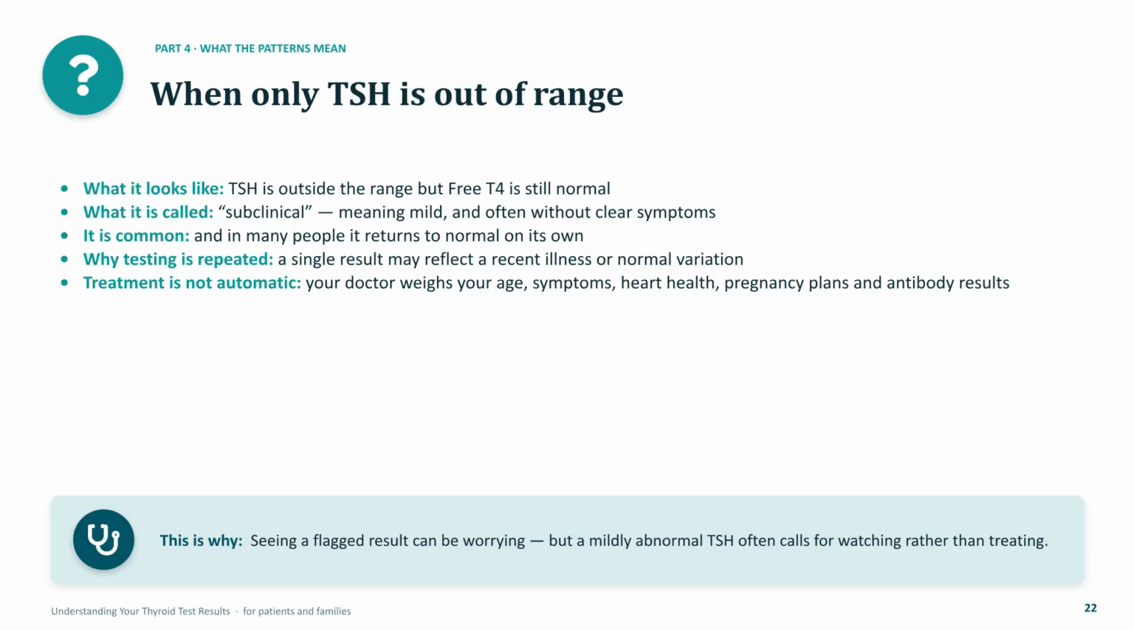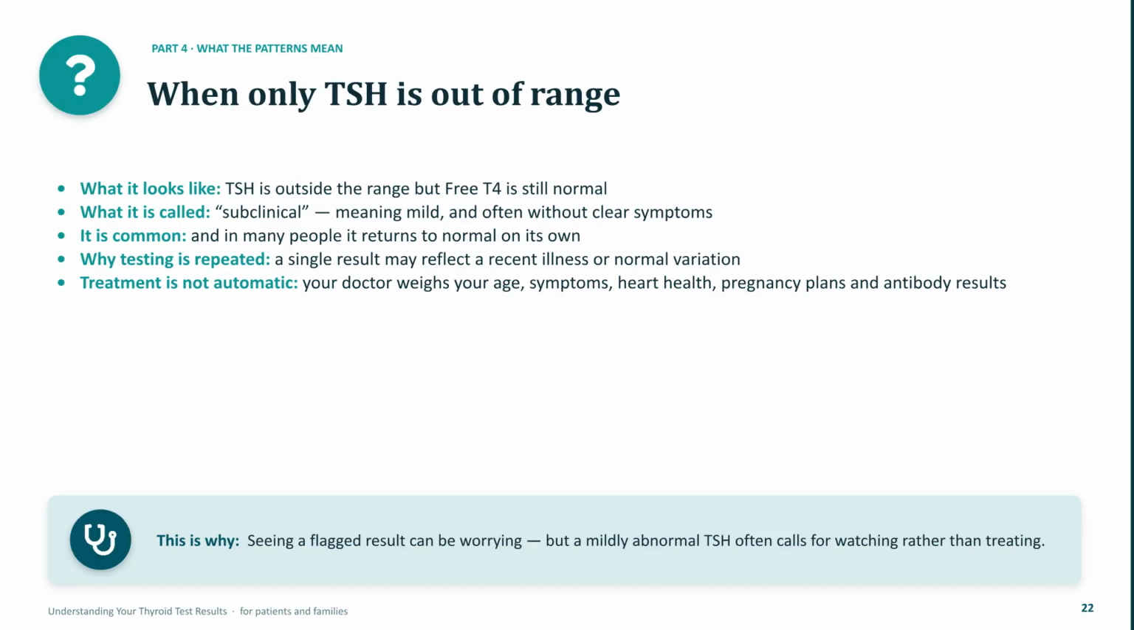Sometimes, only your TSH is out of range while free T4 remains normal. This is often called subclinical, meaning it is a mild finding that may not cause clear symptoms. Because a single result can be influenced by recent illness, your doctor may prefer to monitor the situation with repeat testing rather than treating immediately.